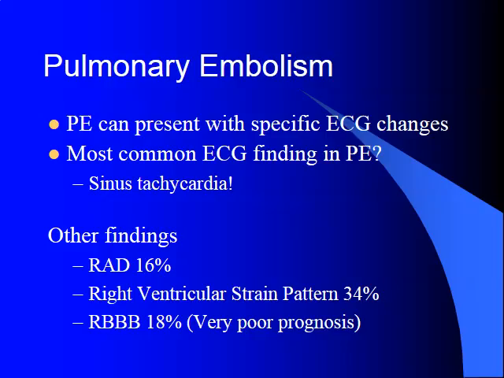All right, pulmonary embolism can have some very specific EKG changes, but it is important to remember that our main finding with pulmonary embolism is simply sinus tachycardia. You may have some other findings. These include right axis deviation, a right ventricular strain pattern, and right bundle branch block. Patients that do have a right bundle branch block in the presence of pulmonary embolism have a very poor prognosis.